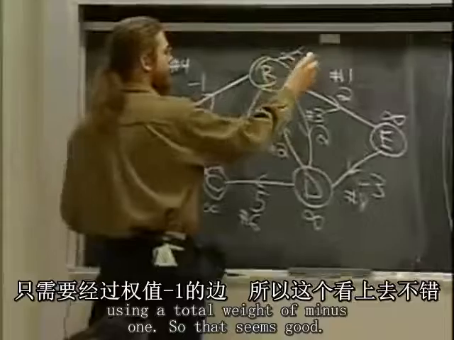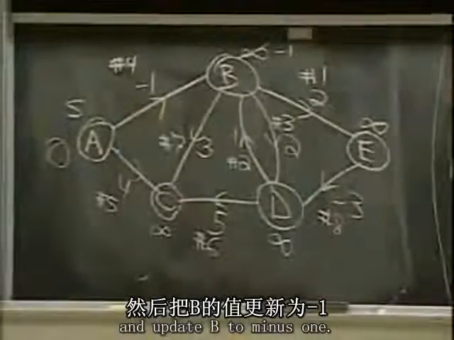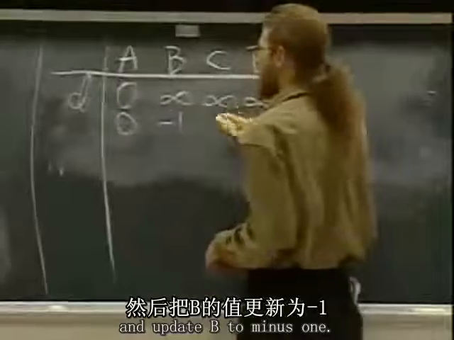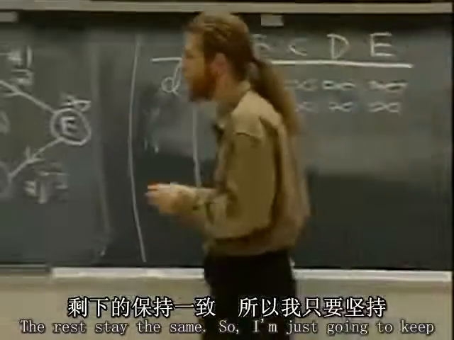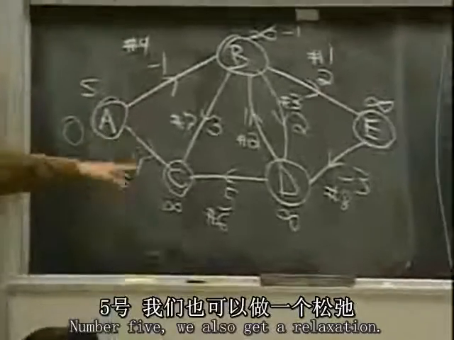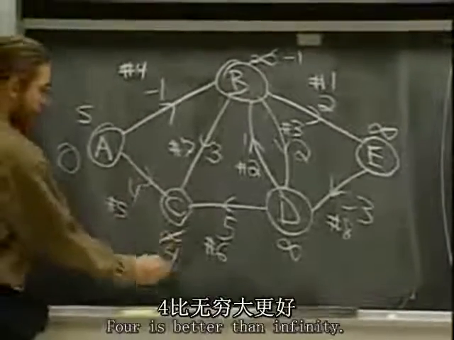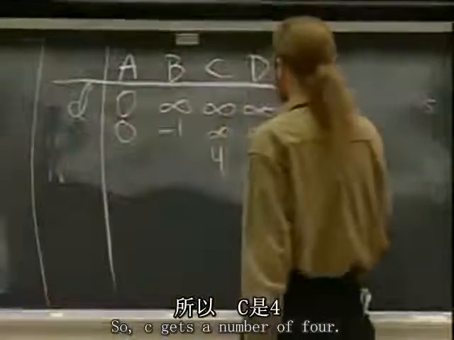So that seems good. Write down -1 here and update B to -1. The rest stay the same. So I'm just going to keep doing this over and over. That was edge number 4. Number 5, we also get a relaxation. 4 is better than infinity. So C gets a number of 4.